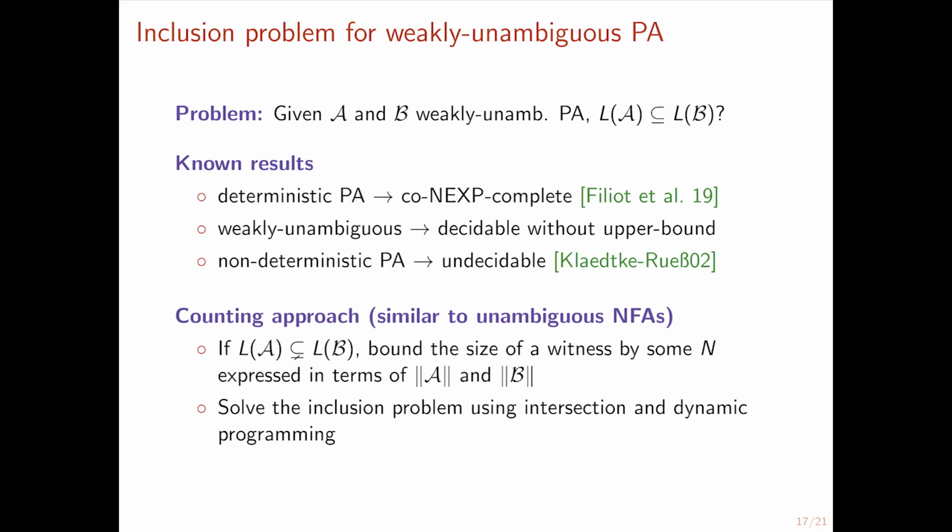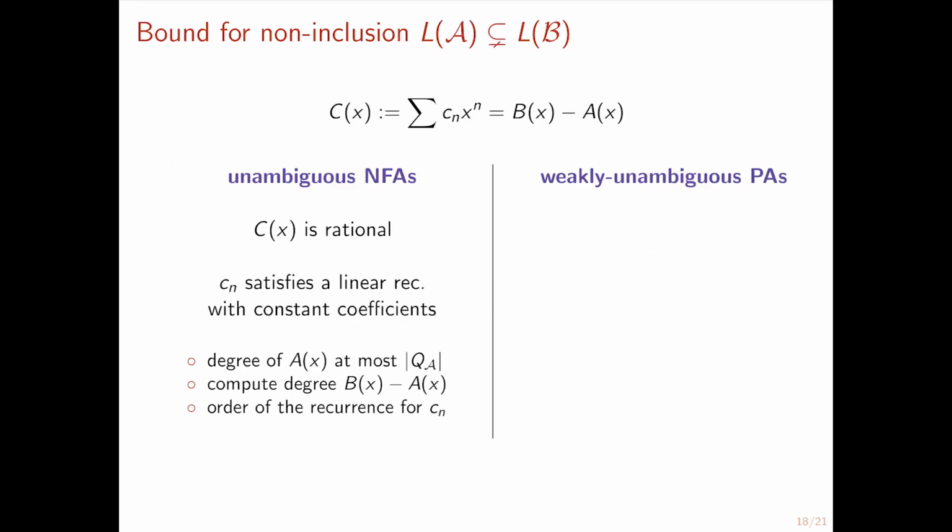Our goal here is to derive an upper bound on the inclusion problem for weakly unambiguous Parikh automata using the counting approach. We are going to proceed similarly as for unambiguous finite automata. We are first going to bound the size of a witness for non-inclusion in terms of the size of the automata, and using these bounds and the closure of weakly unambiguous Parikh automata under intersection, we will derive an algorithm. We assume that the language accepted by A is strictly included in the language accepted by B, and we want to derive a bound for the length of a word that is in B and not in A.